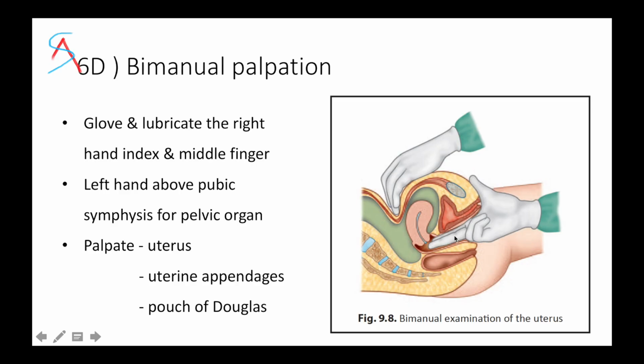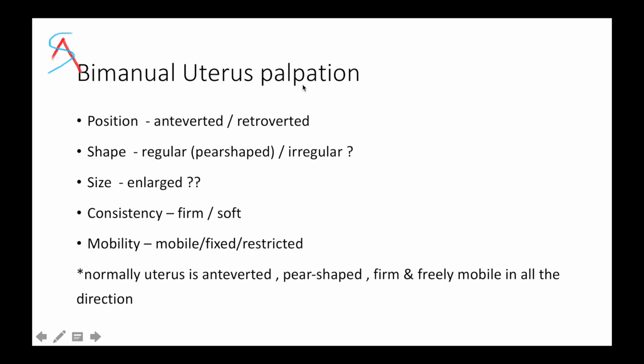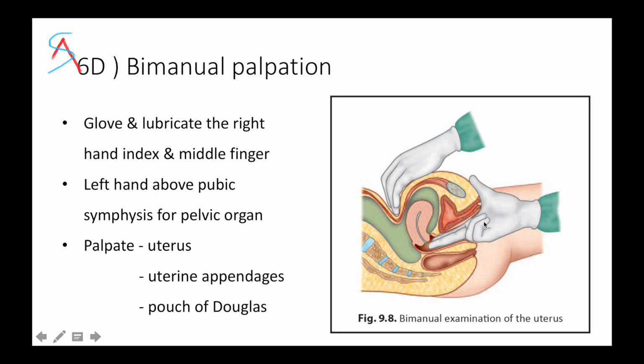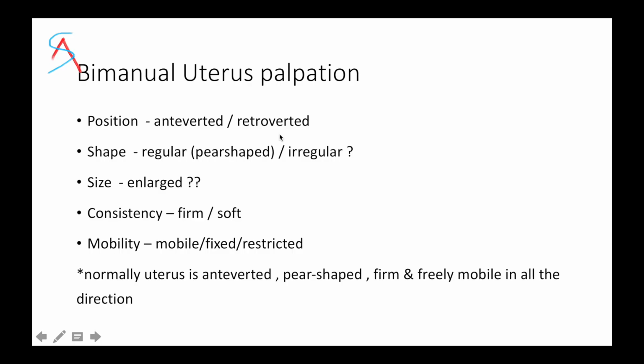On bimanual examination, you have to examine with your index and middle finger. Here you have to palpate for uterus, for uterine appendages, and for pouch of Douglas. In this, you have to palpate for uterus. You have to tell what is the position of uterus, anteverted or retroverted. If the uterus is anteverted, when you push downward with your left hand, you can palpate the uterus between your right and left hand. If the uterus is retroverted, you won't be able to feel the uterus between your right and left hand. Retroverted uterus is prone to prolapse.